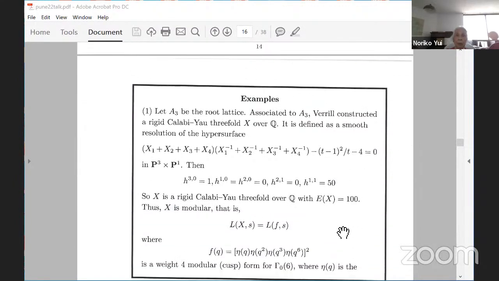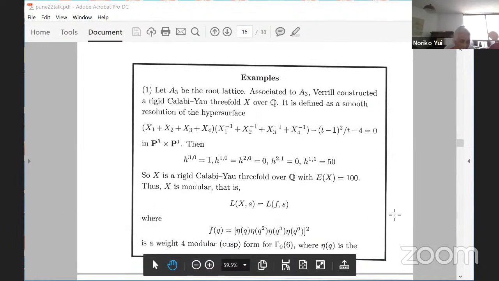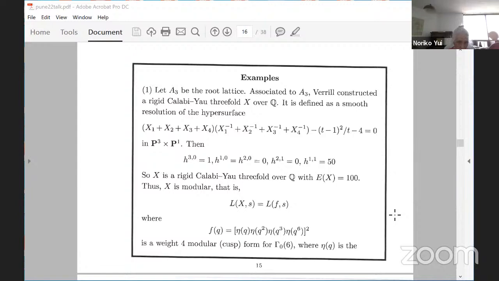So the examples of rigid Calabi-Yaus: around 2013 we had something like 30 or so rigid Calabi-Yaus, and now that number has extended a lot more. But it's Helena Verrill, she was my postdoc. She started out with this toric construction, with Bucas, and then Bucas constructed elliptic curves associated to root lattices. So if you start with the root lattice A3, now you can get the rigid Calabi-Yaus. It's a toric construction.